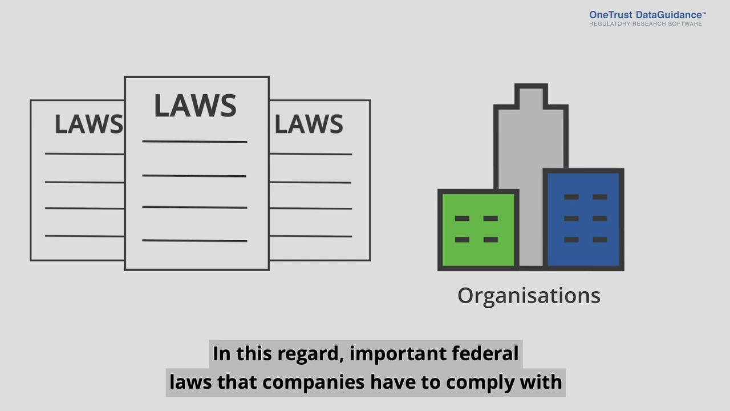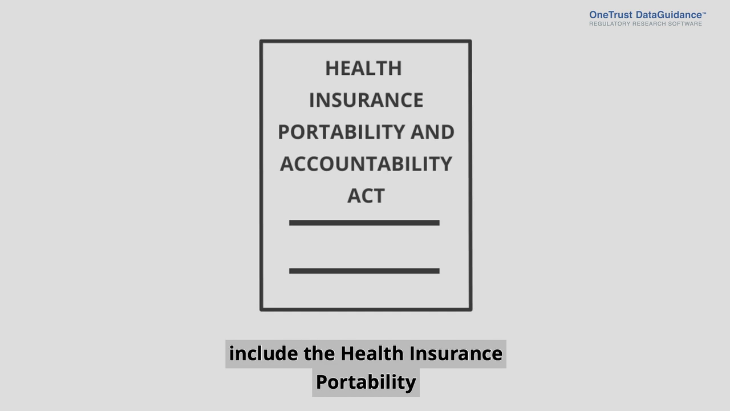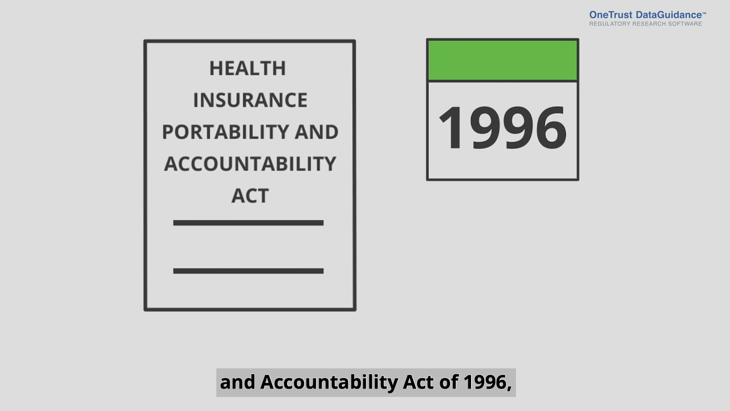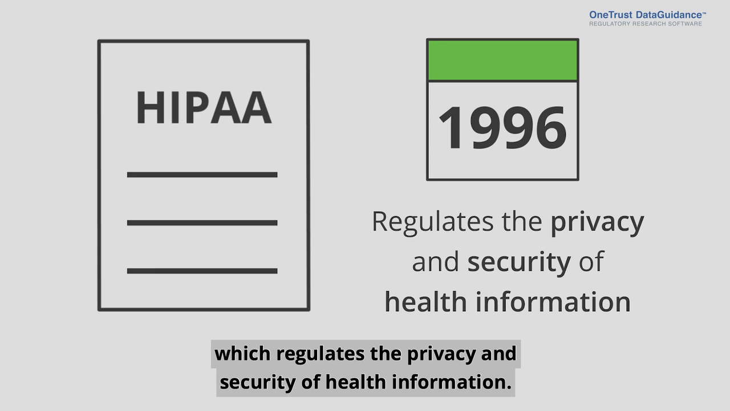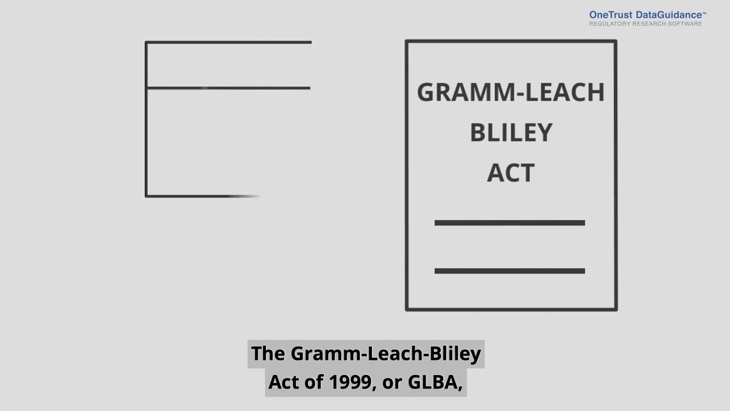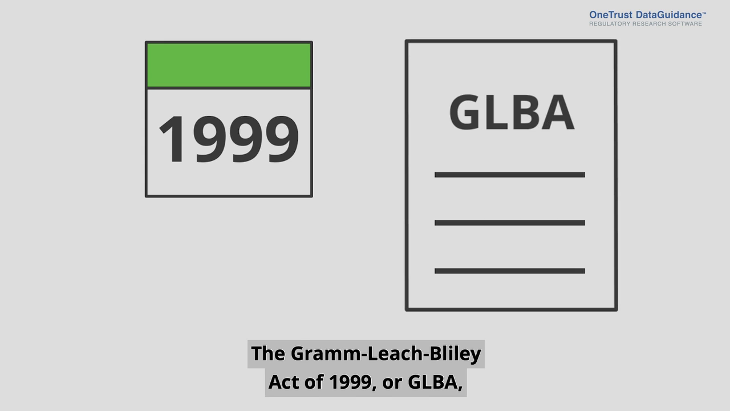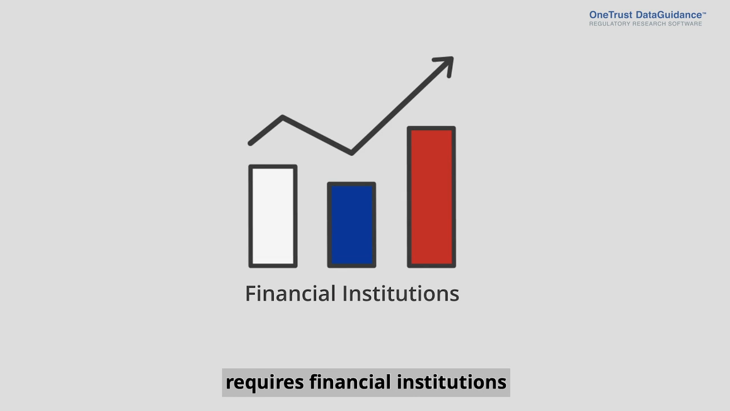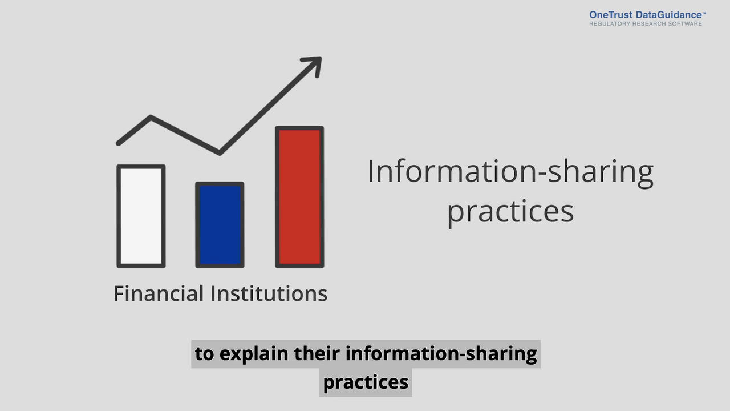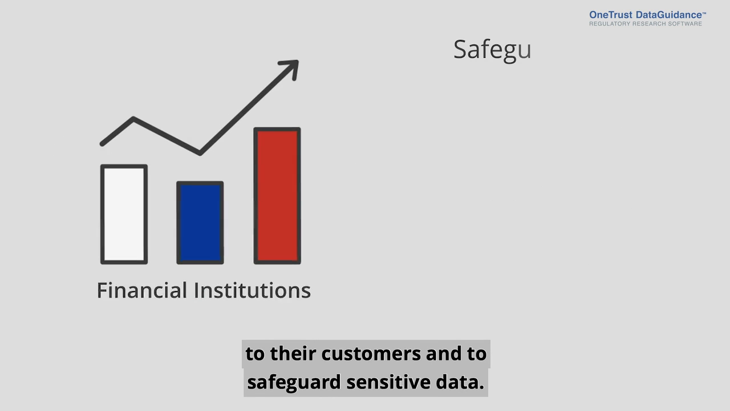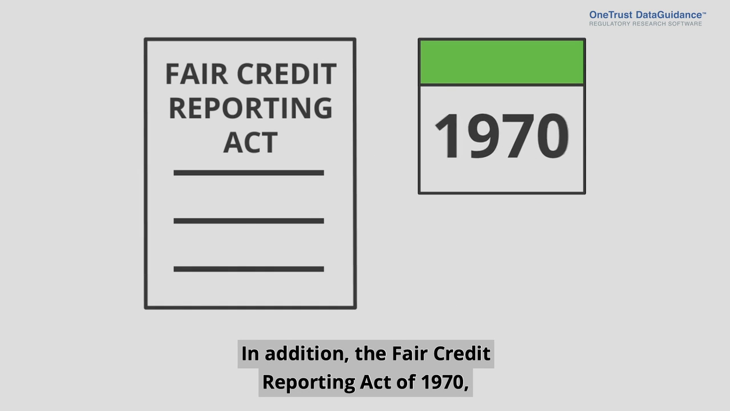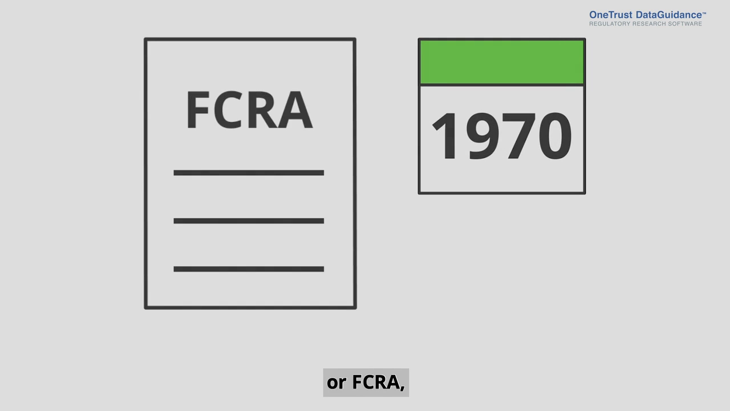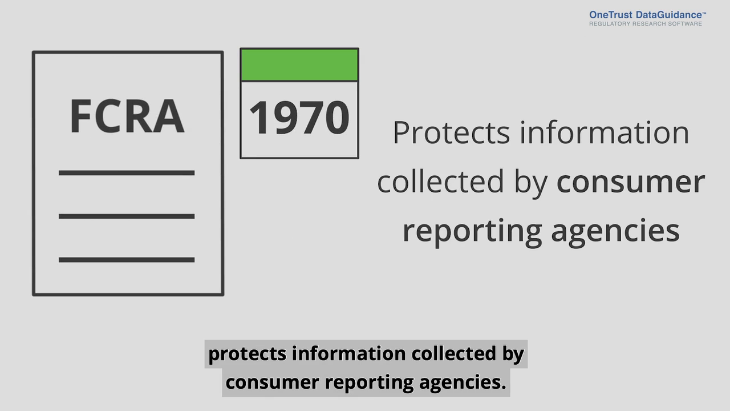In this regard, important federal laws that companies have to comply with include the Health Insurance Portability and Accountability Act of 1996, or HIPAA, which regulates the privacy and security of health information. The Gramm-Leach-Bliley Act of 1999, or GLBA, requires financial institutions to explain their information sharing practices to their customers and to safeguard sensitive data. In addition, the Fair Credit Reporting Act of 1970, or FCRA, protects information collected by consumer reporting agencies.